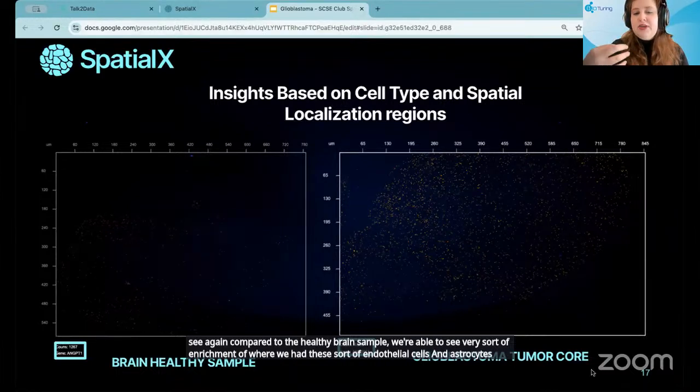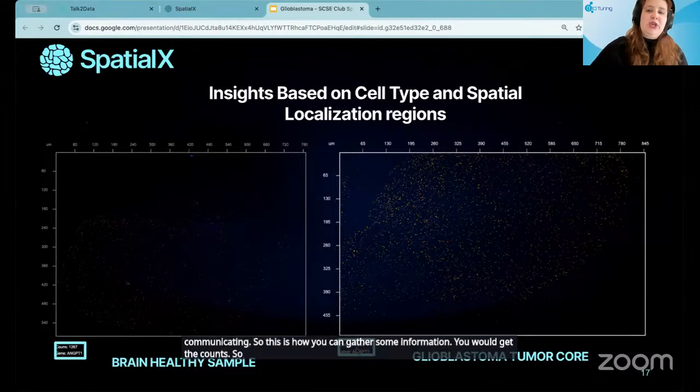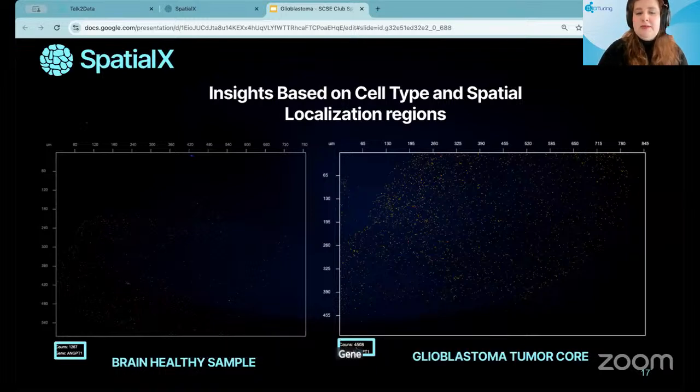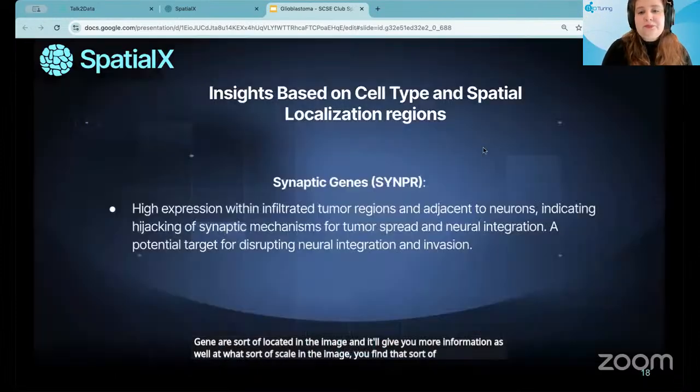So this is how you can gather some information. You would get the counts, so the counts of how many transcripts for that particular gene are located in the image, and it'll give you more information as well on what scale in the image you find that localization.